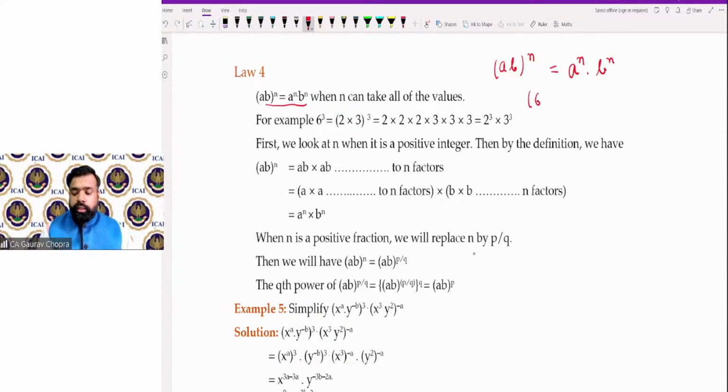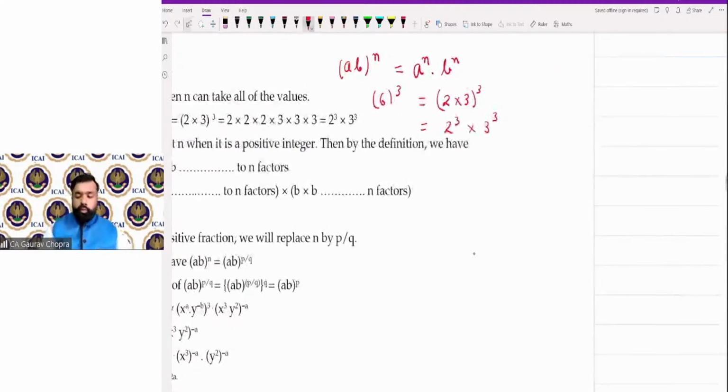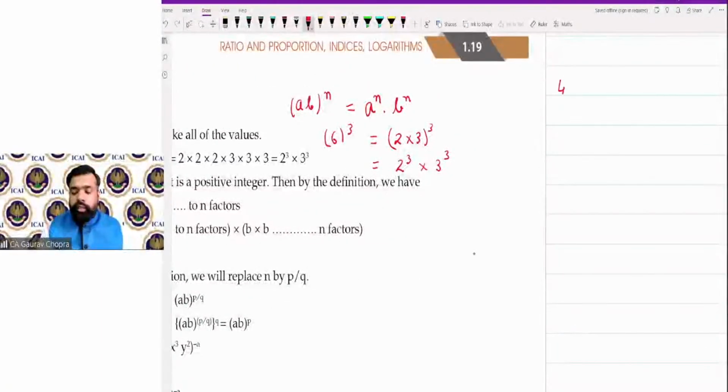So if there is like 6 to the power of 3, so 6 can be written as 2 multiplied by 3 and the power is 3. So it can be written as 2 cube multiplied by 3 cube. Or we can solve it in the reverse way. 4 to the power of 2 multiplied by 5 to the power of 2. This can be written as 4 multiplied by 5 is 20 to the power of 2. So meaning is same.